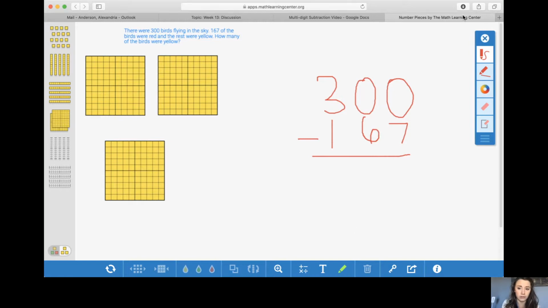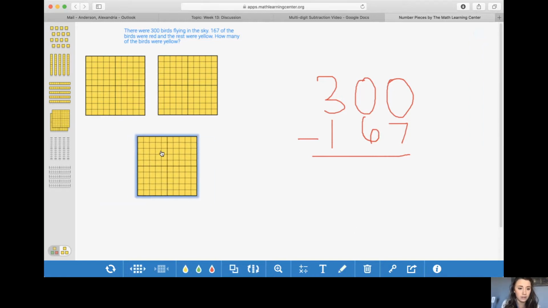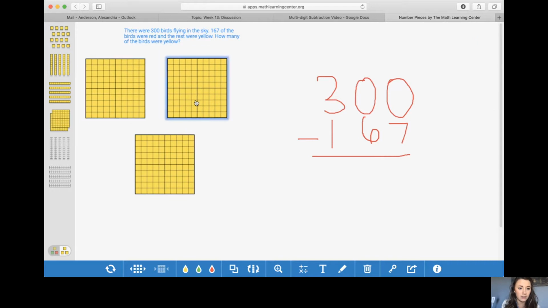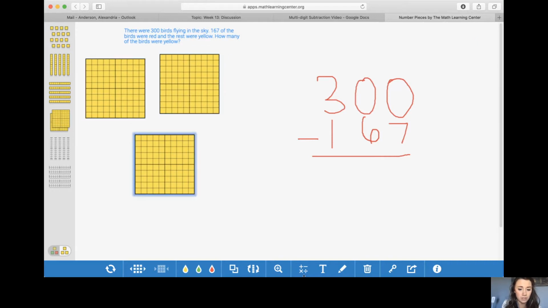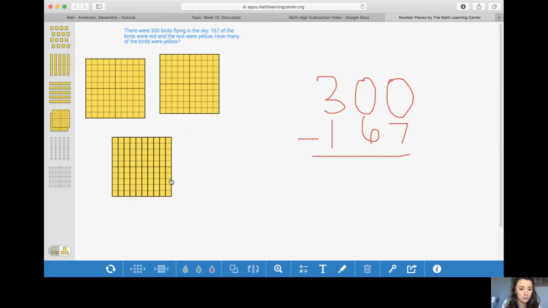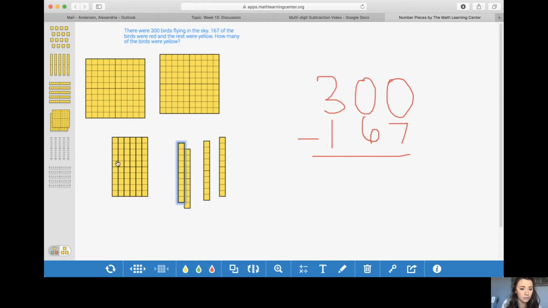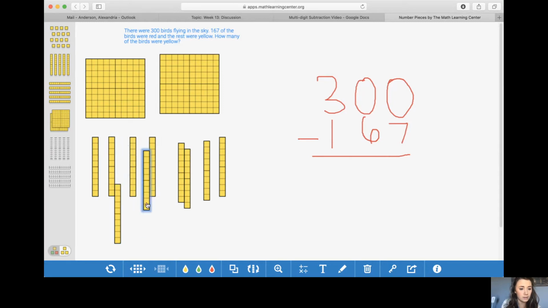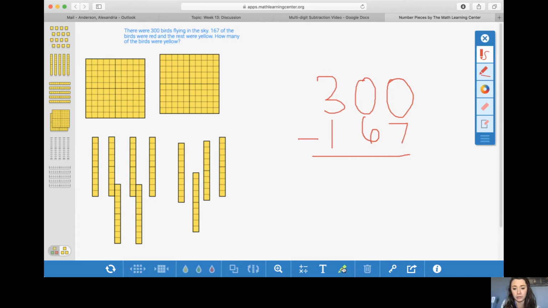All right, so let's try to do that over here first. How are we going to do that? How are we going to take away 67? That's right, we're going to have to decompose one of these hundreds, right? So all we're doing here is regrouping. Let's take apart this 100. Now we've taken it apart into what we have, 10 tens, okay? And now that we've regrouped, we've got 10 tens and 200s. Let's show over here in our problem our regrouping.